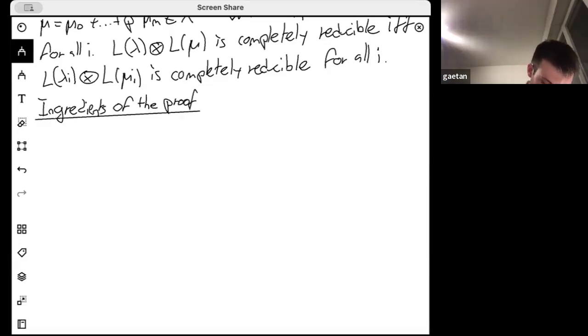So the first ingredient is the Steinberg tensor product theorem.